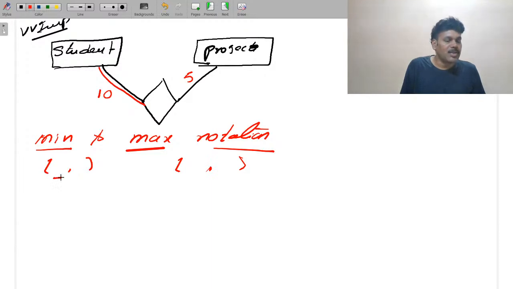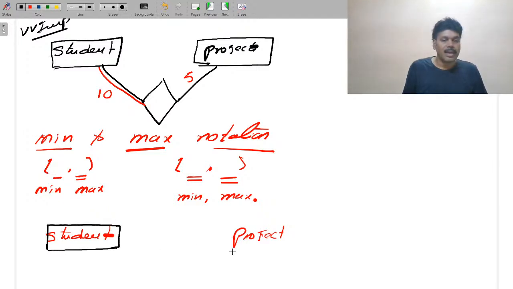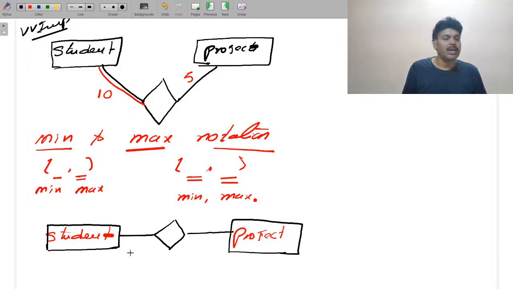That entity, minimum will be there, maximum also will be there. The first one is the minimum, the second one the maximum of that entity. So I am writing the same diagram here. This is the student, this is the project, two entities. Now you see both are participating under the relationship. Now I am writing there itself in the brackets.